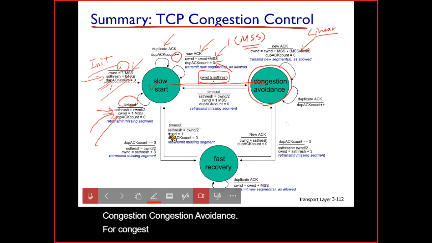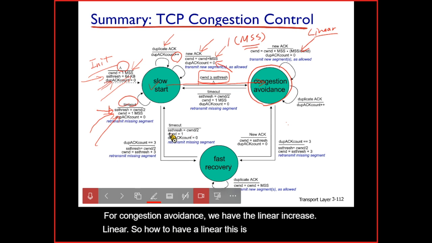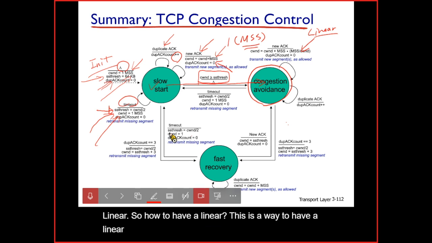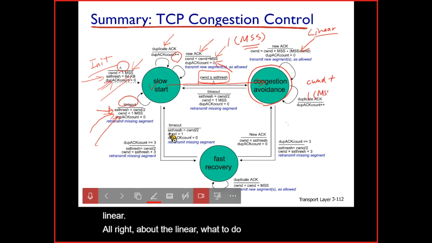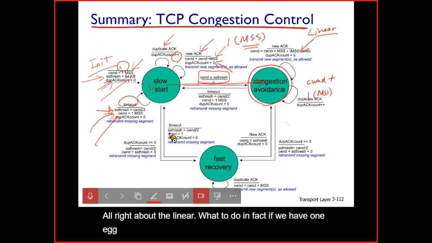About the linear increase, what to do? In fact, if we have one ACK, we increase by one MSS. But right now, for example, we have the current CWND, so CWND plus this one. In slow start, we increase by 1 MSS per ACK. However, we have this.